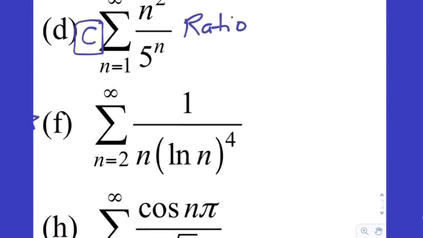I like this one. What test could we use on this one? If we did a comparison test, it would be hard to know what to compare it to. 1 over n diverges. We would have to show that the other one is bigger, but it's not because we have more in the denominator, which makes it smaller. So the comparison test is not going to work, limit or direct. Any other ideas? What other tests do we have?